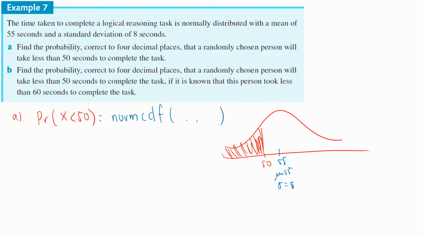What would I be writing? What's in norm CDF? What do we need? Yes, Trent. Good. So what's my interval? Negative infinity to 50. Yeah, to 50. And then the mean, 55. Good. Mean and then standard deviation. Type in your CAS and you'll get the answer.